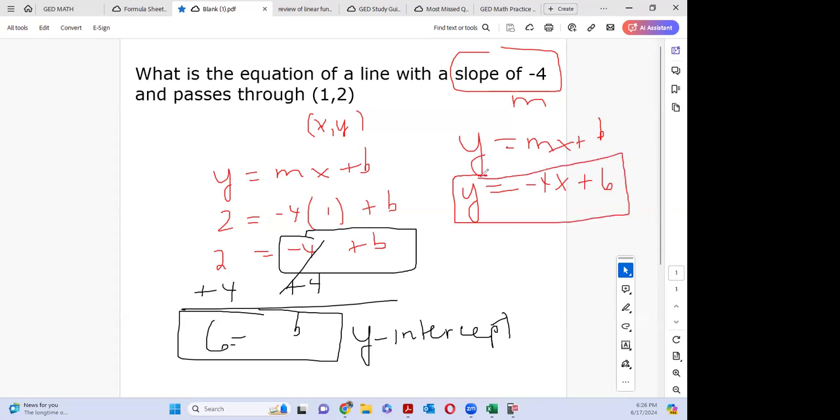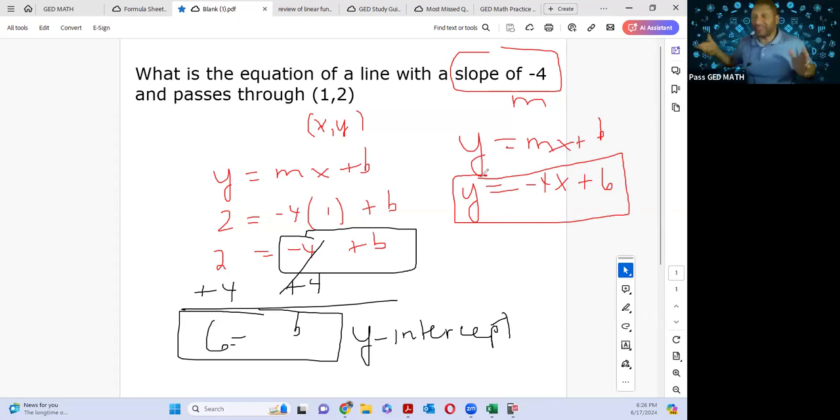Plus 6. Plus 6. So you've got to put that. You can't just put 6. You've got to put plus 6 because we want an equation of a line. So this is what your mind should be saying when they are looking for the equation of a line.